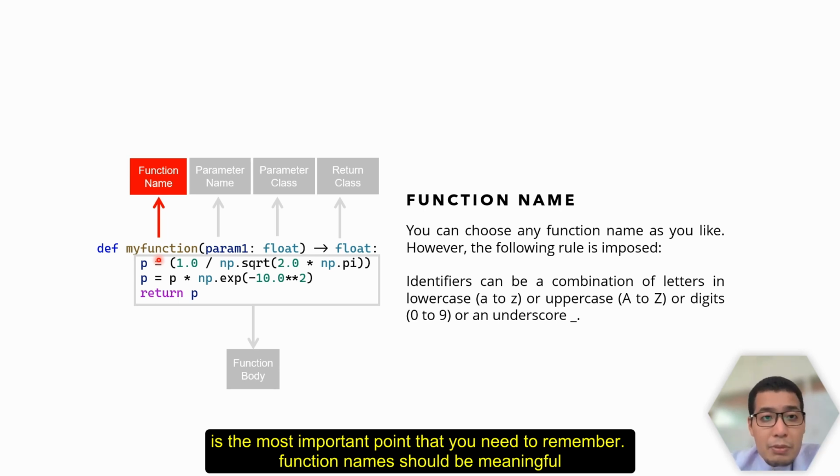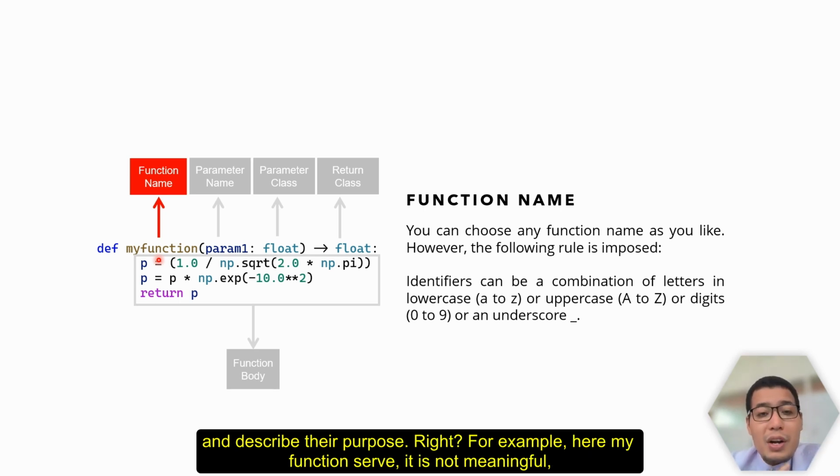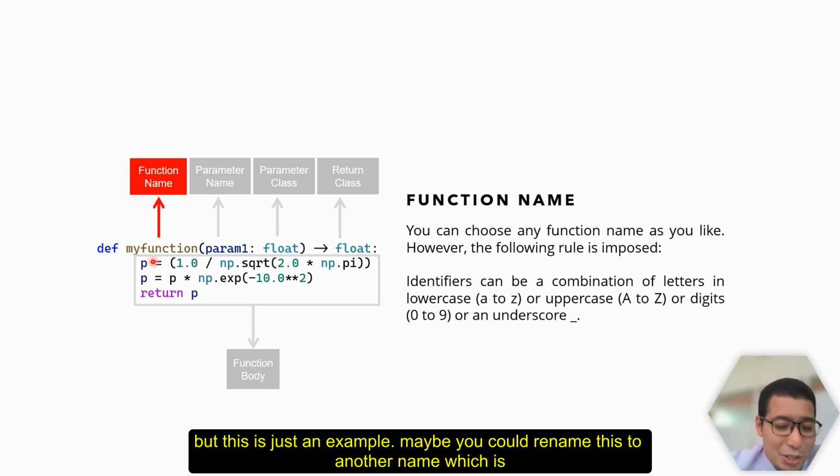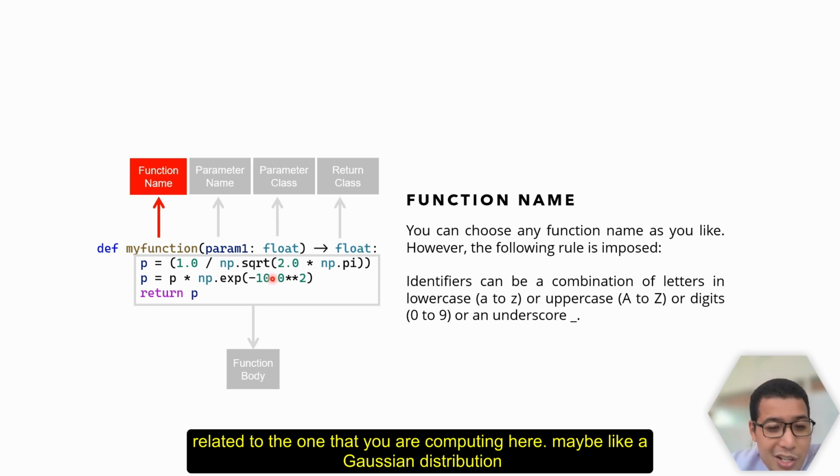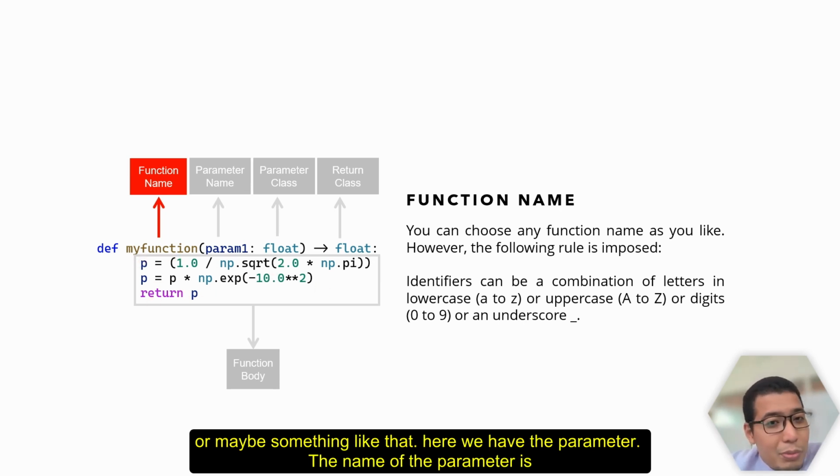Function names should be meaningful and describe their purpose, right? For example, here my function serves, it is not meaningful, but this is just an example. Maybe you could rename this to another name which is related to what you are computing here, maybe like a Gaussian distribution or something like that.